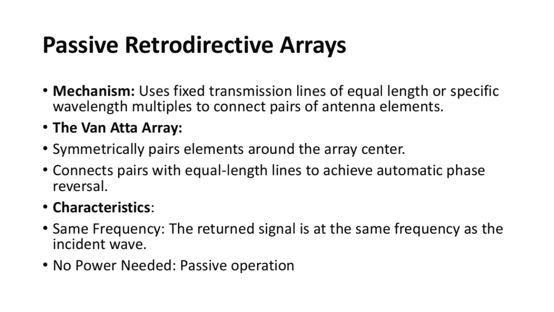The next thing is the second type, the passive retrodirective array. What is the mechanism here? We are using fixed transmission lines of equal length or specific wavelength multiples to connect pairs of antenna elements. A common type of passive retrodirective array is the Van Atta array. Here we pair elements symmetrically around the array center and connect the pairs with equal length lines to achieve automatic phase reversal.